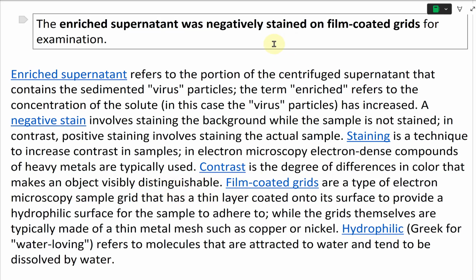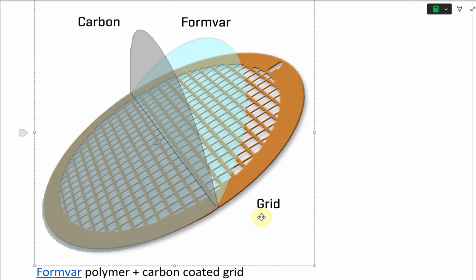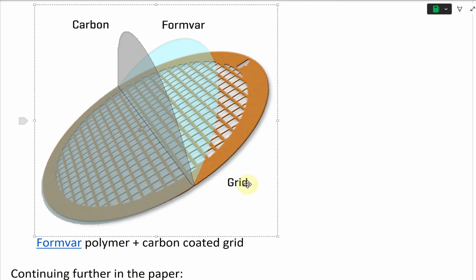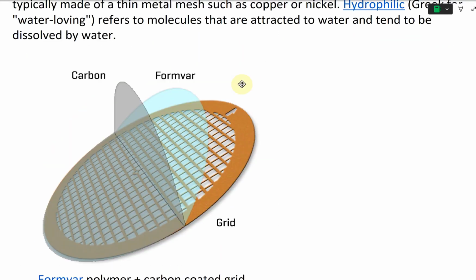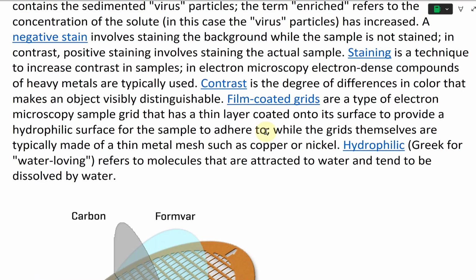And then these film-coated grids are a type of electron microscopy sample grid that has a thin layer coated onto its surface to provide a hydrophilic surface for the sample to adhere to, while the grids themselves are typically made of a thin metal mesh such as copper or nickel. And hydrophilic, Greek for water-loving, refers to molecules that are attracted to water and tend to be dissolved by water. This one puts a hydrophilic surface on it, and I believe some of them use hydrophobic, water-hating, but some do this water-loving one as well. Over here is a Formvar polymer coated on this grid. It also has a carbon-coated grid. This is just one type of film-coated grid.